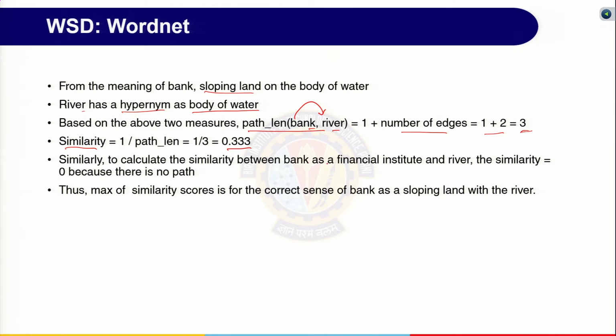Similarly, to calculate the similarity between bank as financial and river, once we see the WordNet, we'll get to know that the similarity is 0. We don't have any path. So now that we understand that there is no relation between this semantic sense and the semantic sense of river as water, we can eliminate this sense, and we can consider the bank as a sloping land on a body of water and associate that with river.